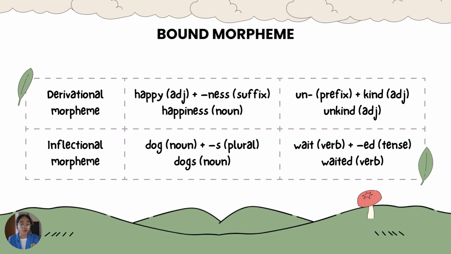Waited. Wait is a verb and ed is the tense. It shows us that this word, waited, is in the past tense.